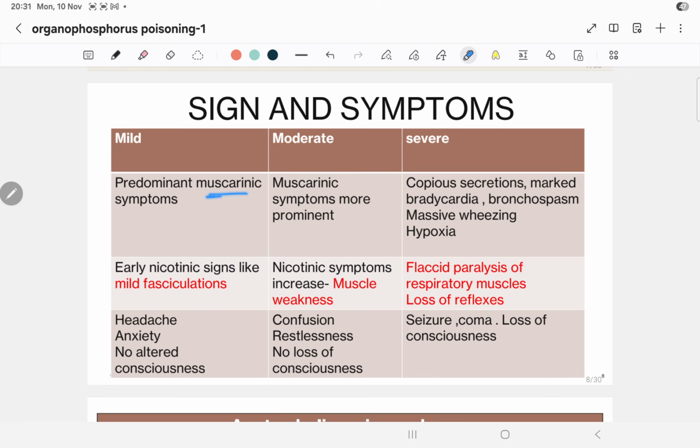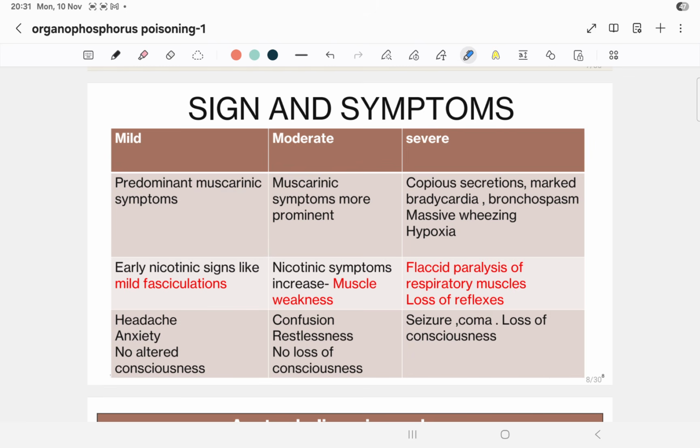So in mild poisoning, muscarinic symptoms will be there, and early nicotinic signs like mild fasciculations may be there. There will be headache, anxiety, but there will be no altered consciousness. You can remember this if you have seen police throwing nerve gas at a mob. People will have anxiety, people will have headache, but there will be no altered consciousness. They may have mild fasciculations, but they have a lot of secretions. Their eyes will be wet. So that is how you can remember mild OP poisoning.